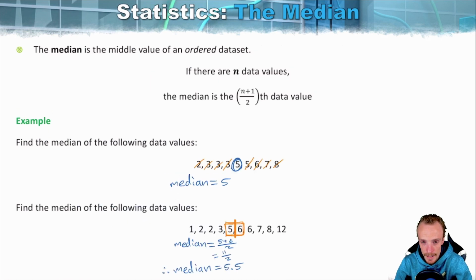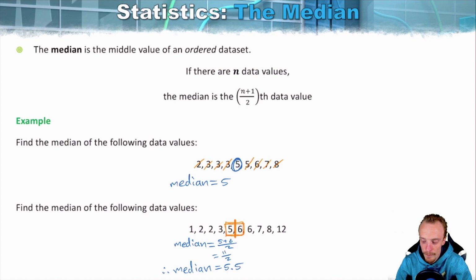The median is the middlemost number, but something that's really, really important: if you don't have an ordered data set, you must order the data set first. An ordered data set is putting the numbers from smallest to biggest. Okay, once you've done that, then you're just looking for the middlemost number. You just got to be careful with that. If you've got the middlemost number in between 2 numbers, then you need to average those 2 numbers. So that's adding them together and dividing by 2.